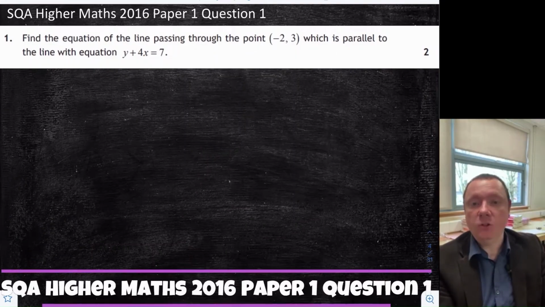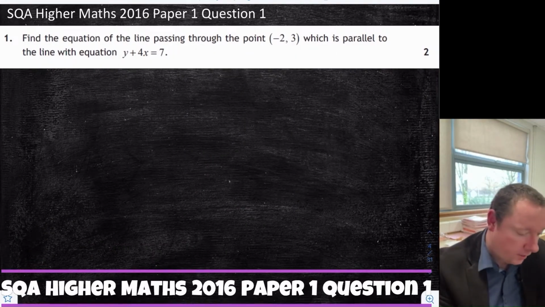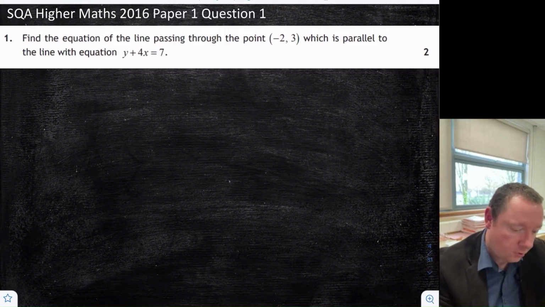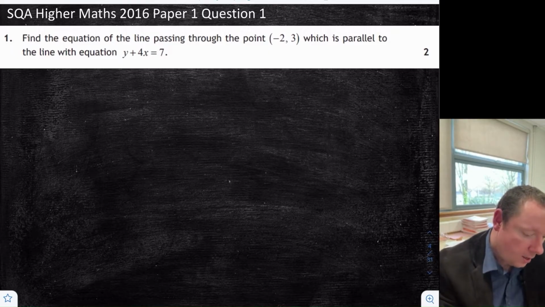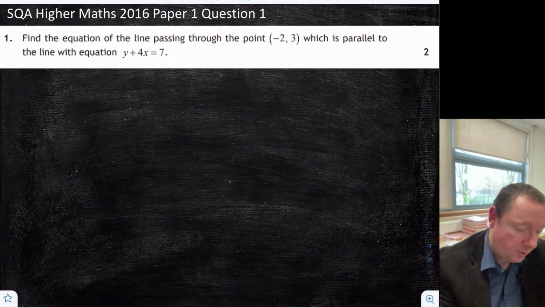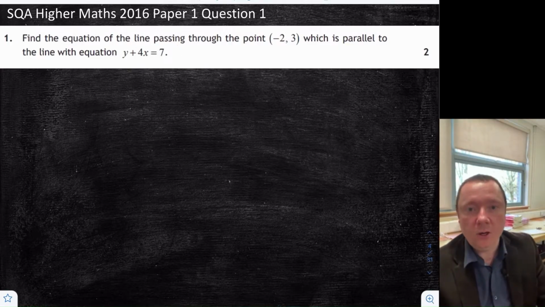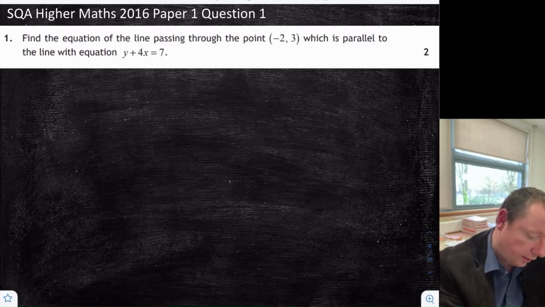SQA National 5 Maths 2016, Paper 1, Question 11. Find the equation of a line passing through (-2, 3), which is parallel to the line with equation y + 4x = 7. So parallel means same gradient. So I need the gradient and a point to work out an equation of a straight line. So let's work on the gradient first.